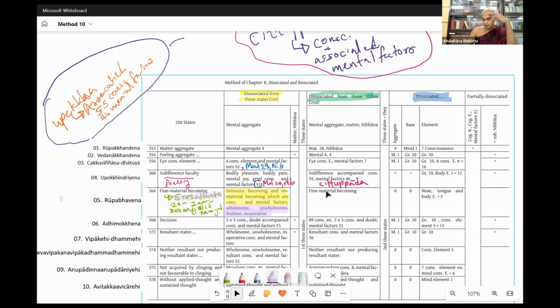So the second disassociation part, it's easy, right? So this whole thing is disassociated with the state of inquiry itself. The state of inquiry comes here. And then finally, the final dissociation is straightforward. This fine material becoming is disassociated with three aggregates, which are nose, tongue, and body. Yes, questions to clarify?